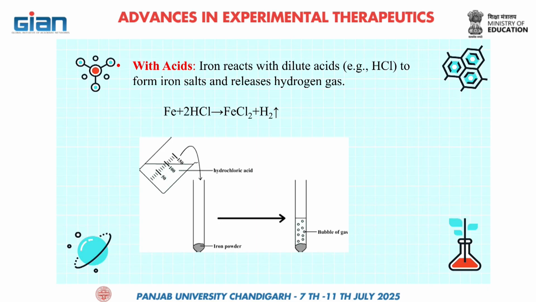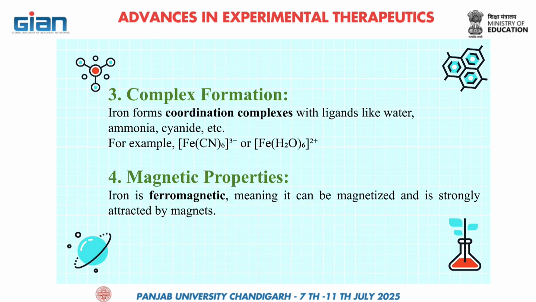Now acid. When iron reacts with any acid, here I am showing the example of hydrochloric acid, it can be sulfuric acid, nitric acid, or any other acid. What happens if I take iron powder in a test tube and add hydrochloric acid? It leads to the bubbling of gas, which shows that hydrogen gas has been released, and salt formation takes place, which shows that it reacts with acid and leads to the formation of that particular salt. Now complex formation, I had already taught you what the basics of complex formation are.